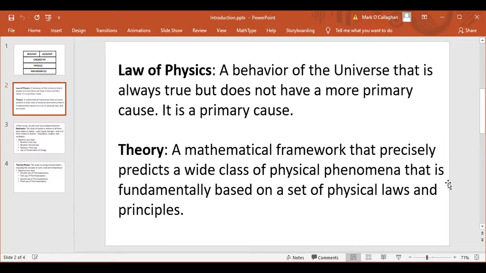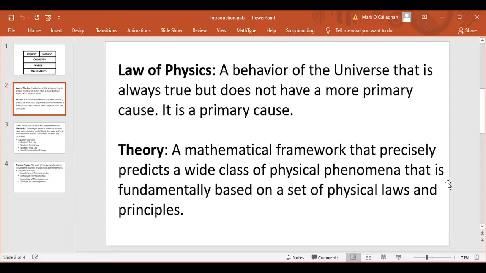A theory is a mathematical framework that precisely predicts a wide class of physical phenomena and is fundamentally based on a set of physical laws or principles. All right, that is what a theory is. We will study two theories in this class: the theory of mechanics and the theory of thermophysics.